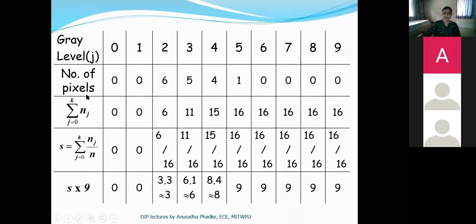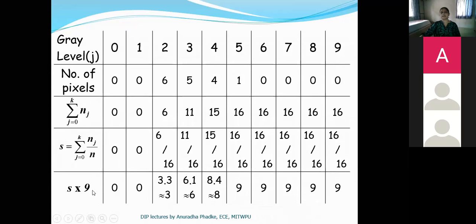So just revise these steps. First step is to identify gray values. Then the second step is to determine the number of pixels belonging to each gray value. Third step is to perform cumulative addition. Next, the fourth step is to normalize these numbers by dividing each number by the total number of pixels. And the last step is to multiply these numbers by the maximum gray value in the given image.